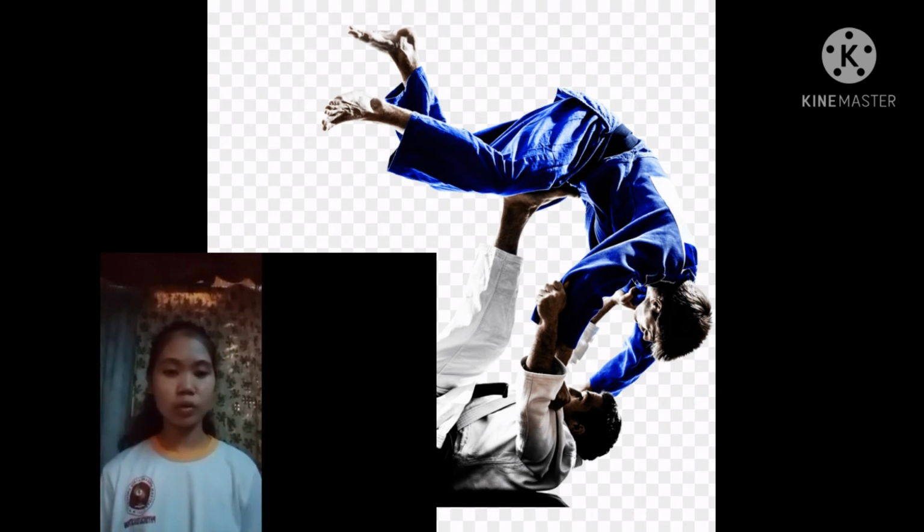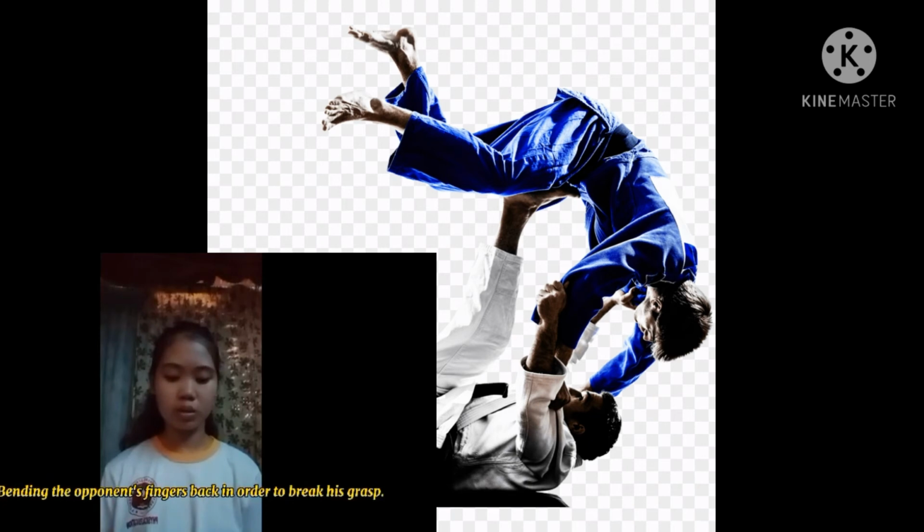It is not allowed during the competition or the practice in judo because it can be harmful to the body and it is dangerous. Number 22. Bending the opponent's finger back in order to break his grasp. It is also not allowed. The game is played by two players who grasp each other's hands with interlocked fingers. The aim is to twist the opponent's hands or bend the fingers until the opponent surrenders.